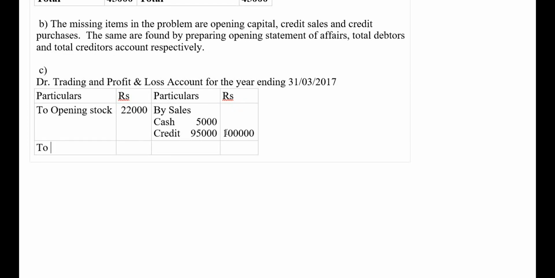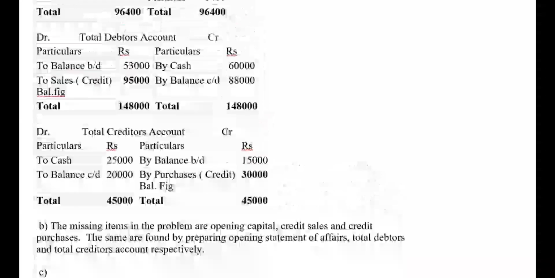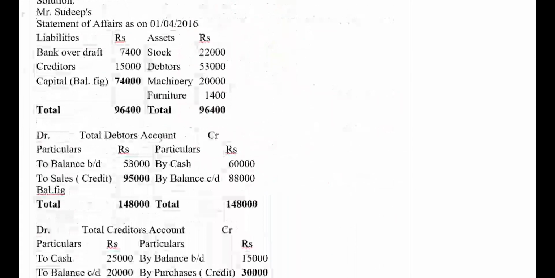Next, to purchases. In the problem, we have not been given cash purchases here, so we have to take only credit here. So the credit that has come, we have found as 30,000. Then by closing stock, that is rupees 19,500. Then we have to look into the information here. So there are trading expenses like wages, so that should be recorded here. So to wages 15,500.